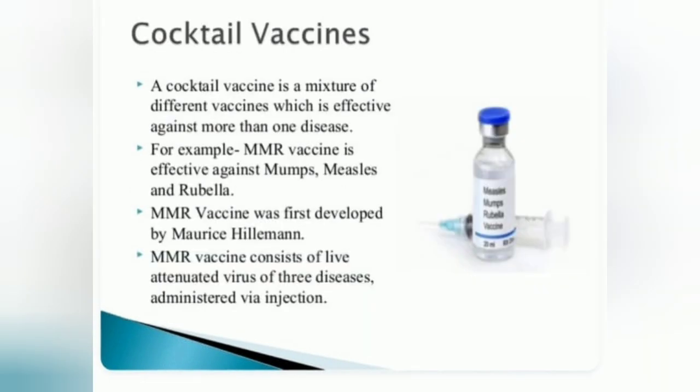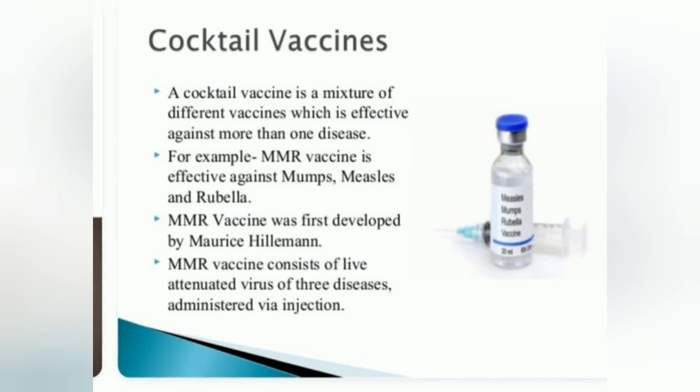Now we have to know about cocktail vaccines. A cocktail vaccine is a mixture of different vaccines which is effective against more than one disease. For example, MMR vaccine is effective against mumps, measles and rubella virus. MMR vaccine was first developed by Maurice Hilleman. MMR vaccine consists of live attenuated virus of three diseases administered via injection.